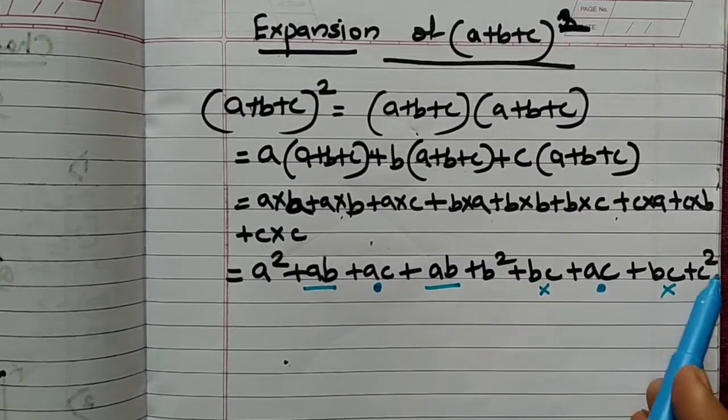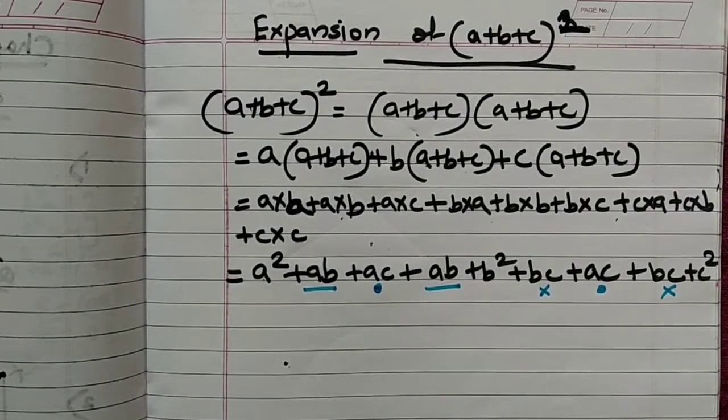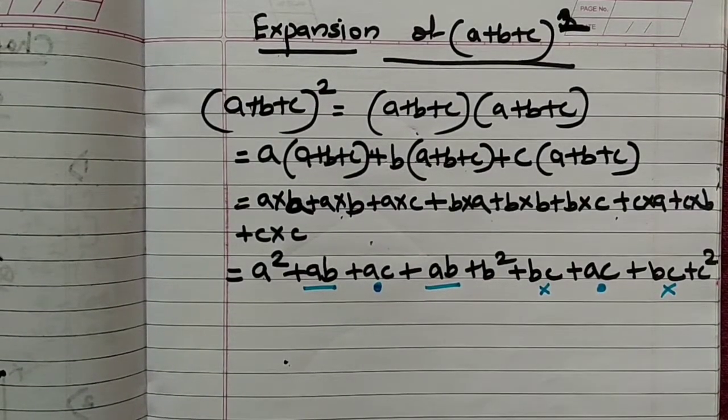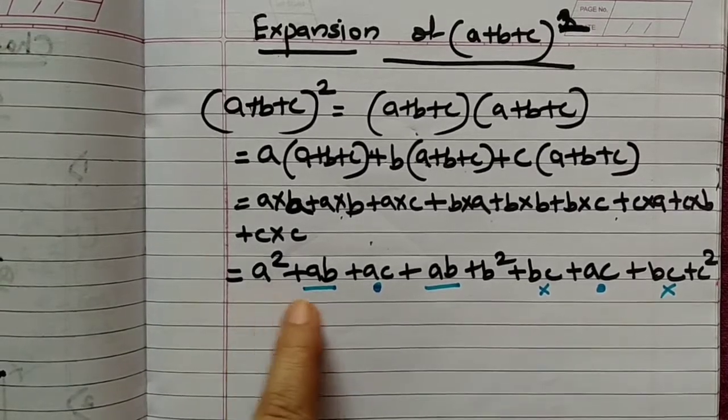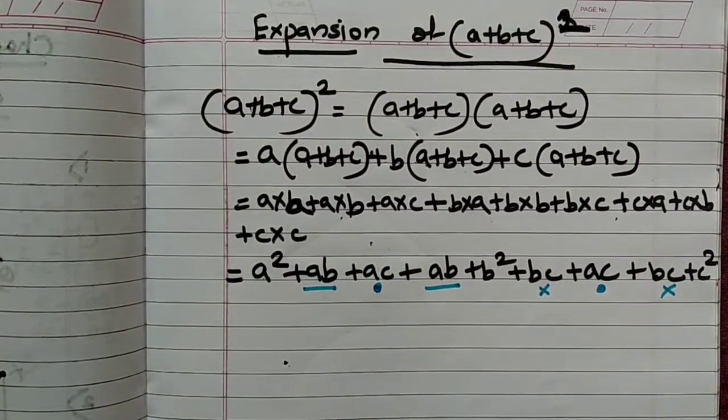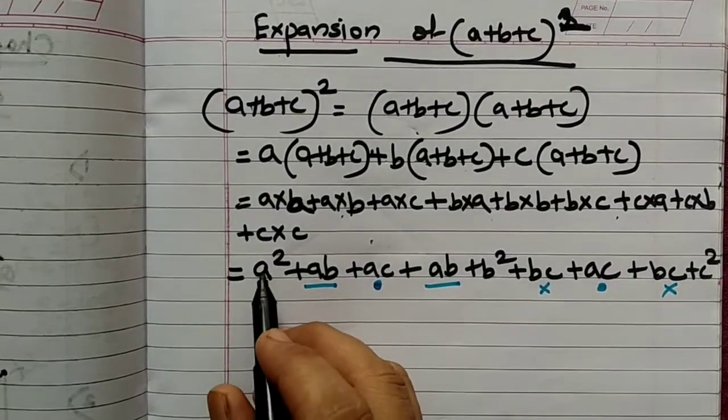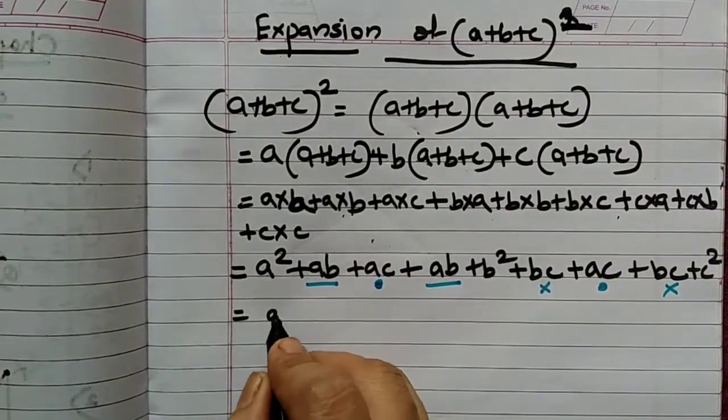A square, B square and C square will not change. They will not be added or anything. They will just remain as they are, because the alphabets are not same. Even though the power is same, alphabet is not same. So they will remain as it is. So we will have A square.